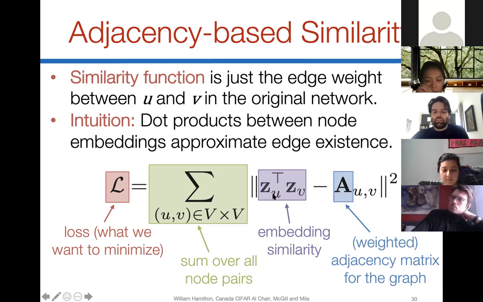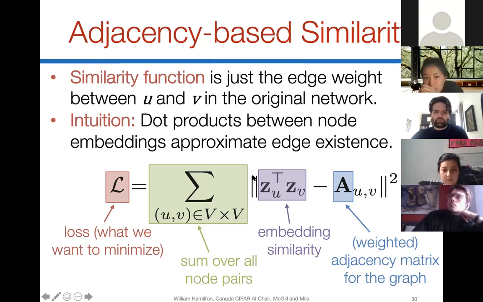So what we're saying is that we get the embedding for node U, get the embedding for node V, take their dot product, and ideally we want that dot product between these two node embeddings to approximate the entry for node UV in the adjacency matrix. So if nodes U and V are connected, this dot product should be close to 1. If they're disconnected, this dot product should be close to 0.